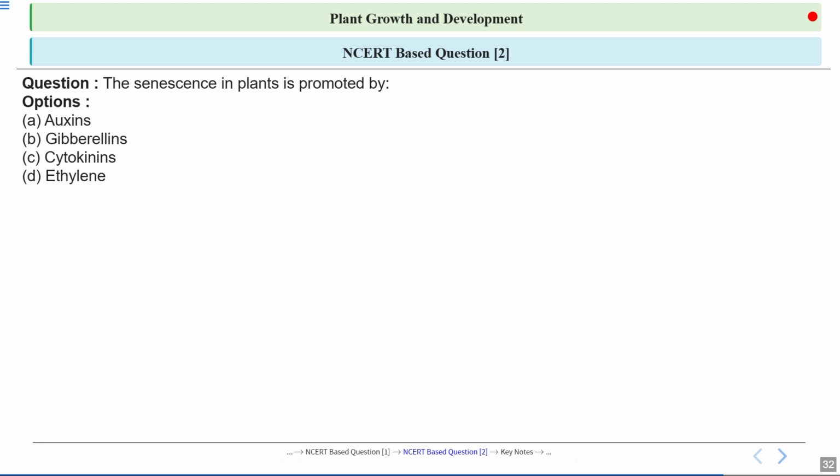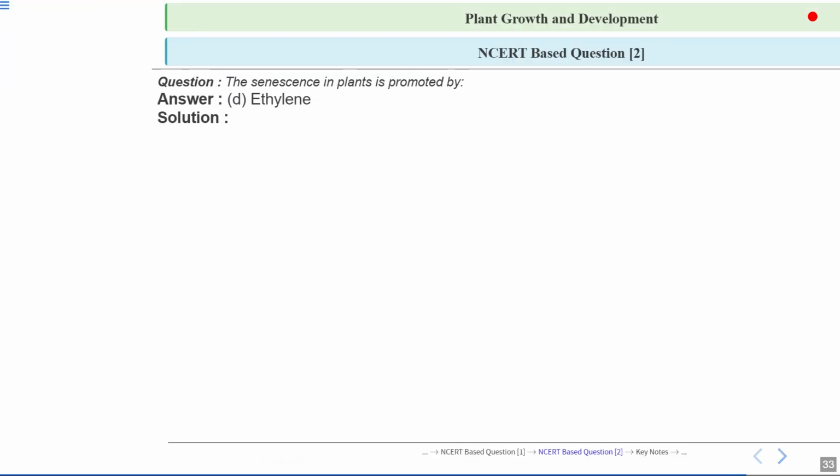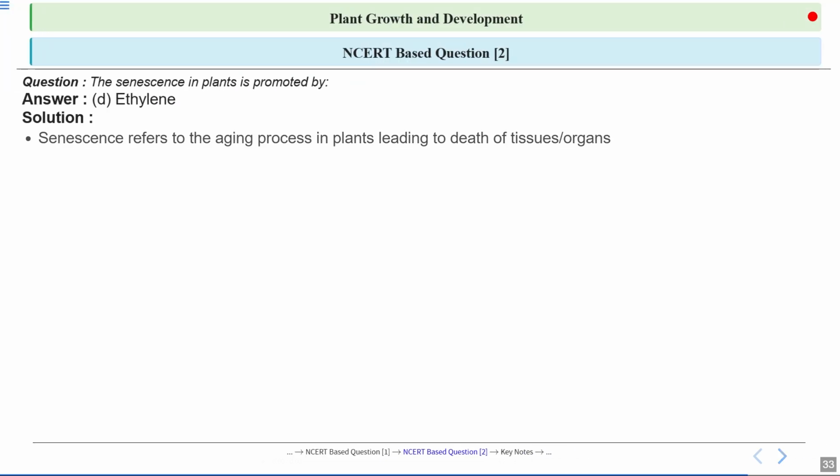Next question. The senescence in plant is promoted by. Options are A, auxin, B, gibberellins, C, cytokinins, and D, ethylene. Let us see the answer. D, ethylene is the correct answer.